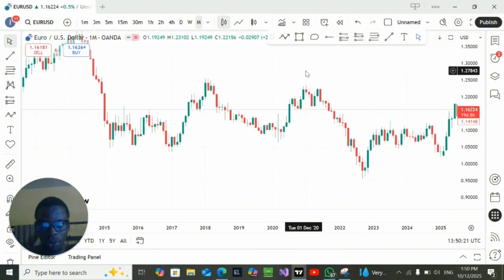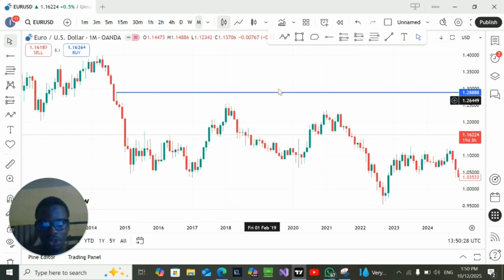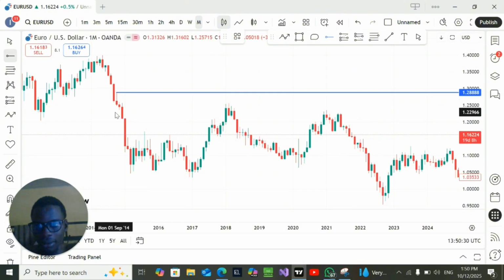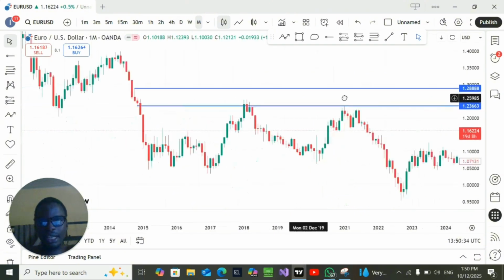It is approaching. I think there is a supply here. Okay, this is a supply. This is a supply zone. Okay, so from this supply, we could see that the market tested it.